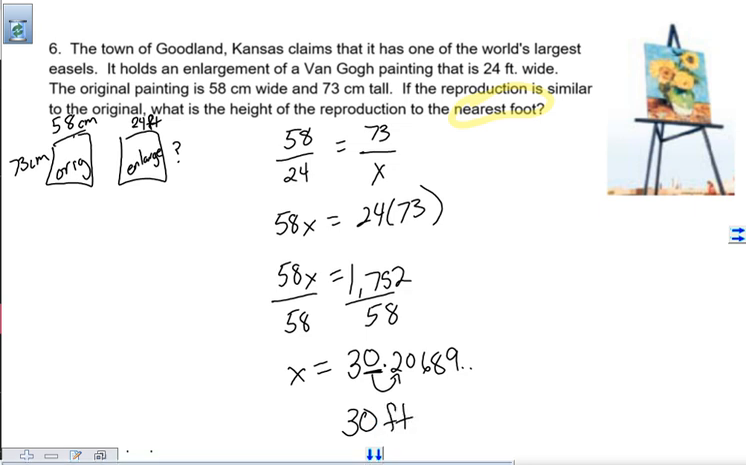Again, make sure that you are reducing your fractions when necessary.